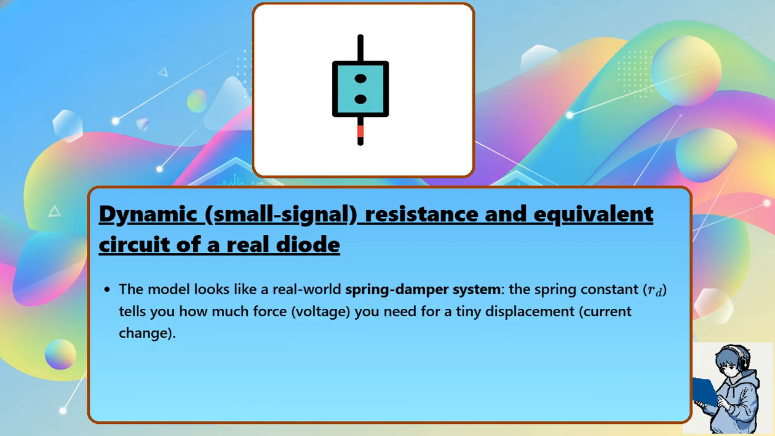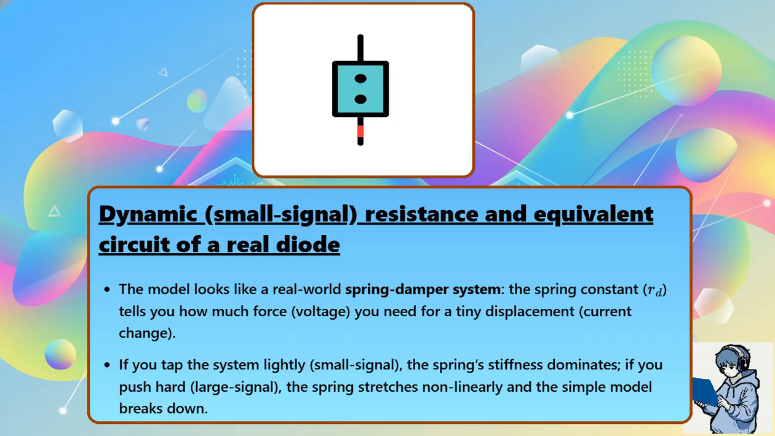The model looks like a real-world spring damper system. The spring constant, R sub D, tells you how much voltage force you need for a tiny displacement, a current change. If you tap the system lightly, small signal, the spring's stiffness dominates. If you push hard, large signal, the spring stretches non-linearly and the simple model breaks down.